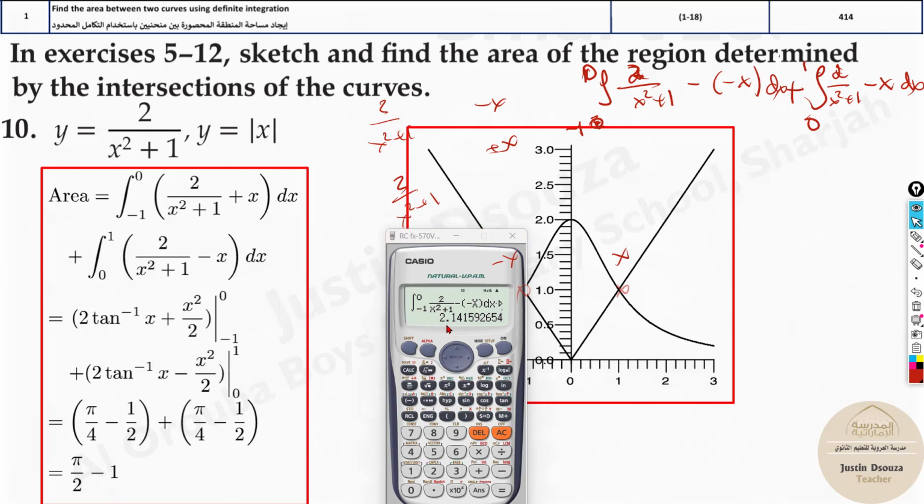Now here, this is the correct answer. It's 2.1415. It's not pi by 2 over here. Actually, what happens is 2 times tan inverse x. When you apply the limits, it's pi by 4, but you are multiplying by 2, so it becomes pi by 2. So here we will have pi by 2 and pi by 2. So pi by 2 plus pi by 2 would be pi, minus 1. So then it is 2.14. So that is the correct answer.